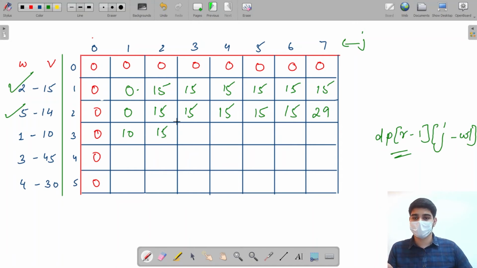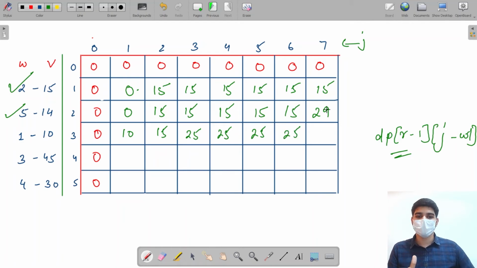So 15 wins. Now in this case, if I exclude myself, I would get 15. But if I include myself, I would get 10 plus 15, which is 25, right? Hence I get 25 over here. Again, at this place, exclusion would give me 15. Inclusion would give me 10 plus 15, which is 25. At this point too, 25, 25.